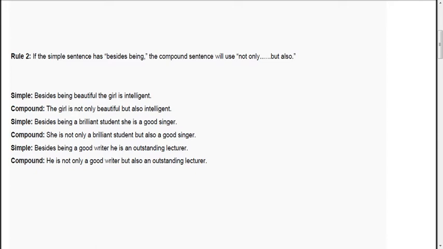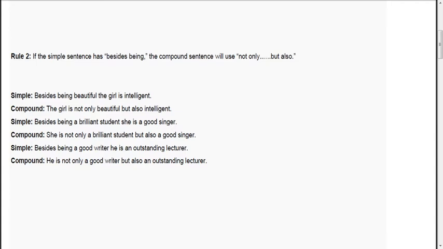The first example says, besides being beautiful, the girl is intelligent. If you want to change it to a compound sentence, what comes? The girl is not only beautiful but also intelligent. Means after placing not only, you'll place one adjective, and after but also another adjective. So the compound comes: the girl is not only beautiful but also intelligent.